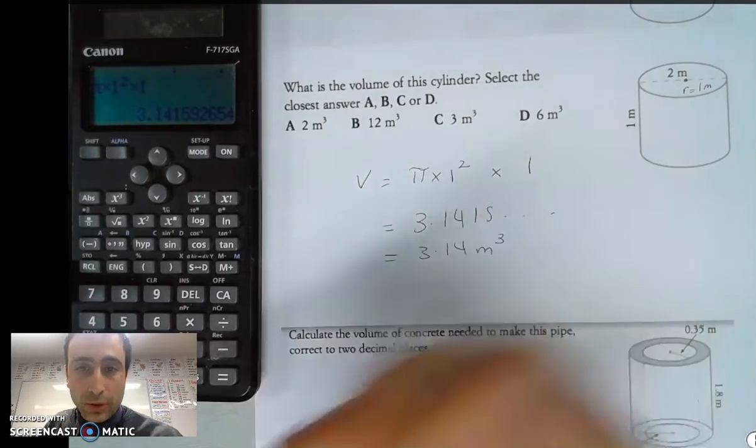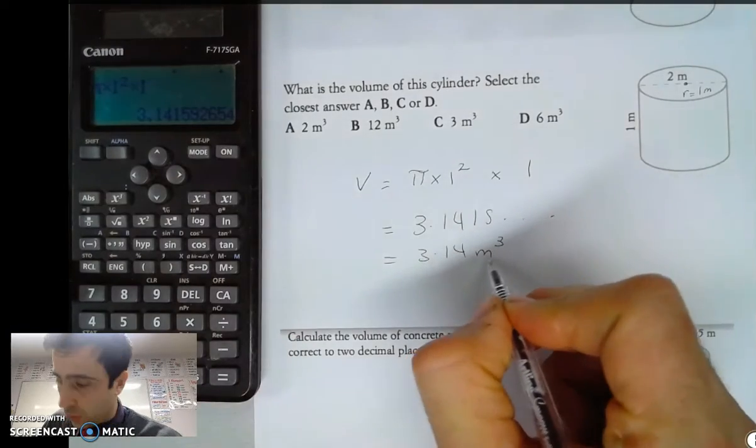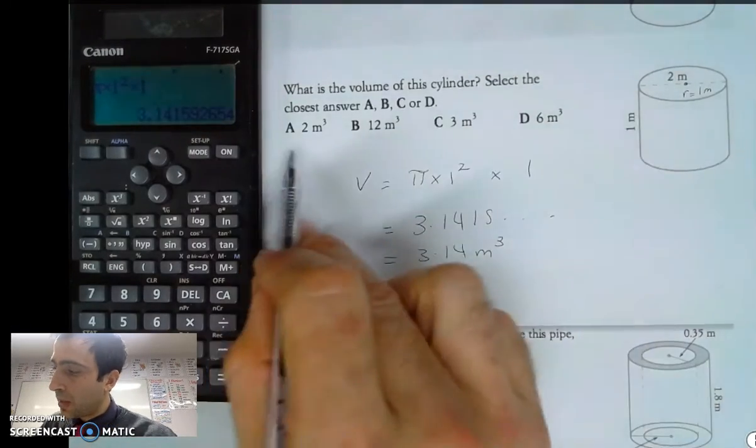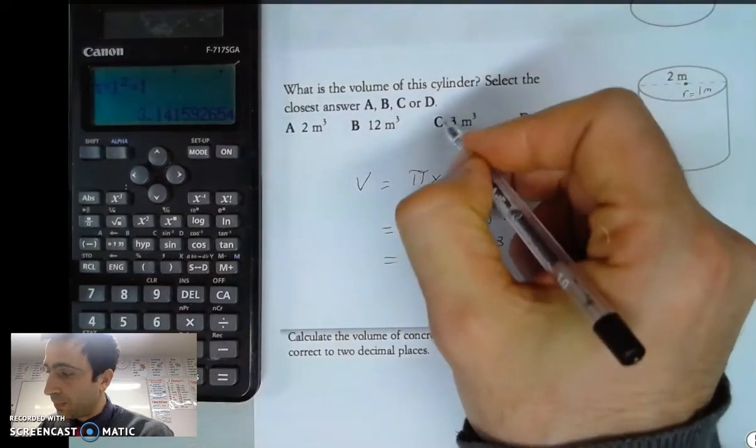Now we've established that volume has units cubed. So which one of these is the closest answer to that? Of course it's C. Now let's have a look at this one.